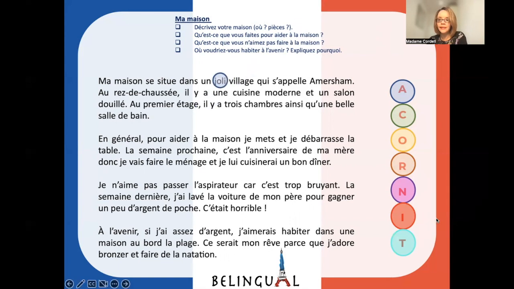Donc, on va commencer avec les adjectifs. We have joli, moderne, douillet, belle, bruyant, and horrible. So we have a nice little selection of adjectives. Let's take a look at connectives next.